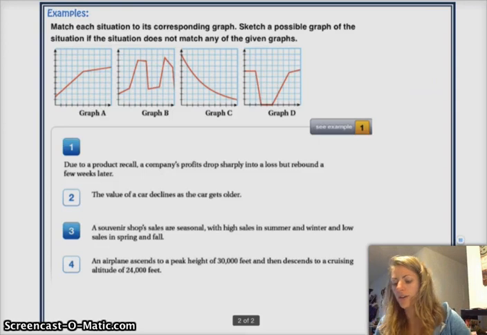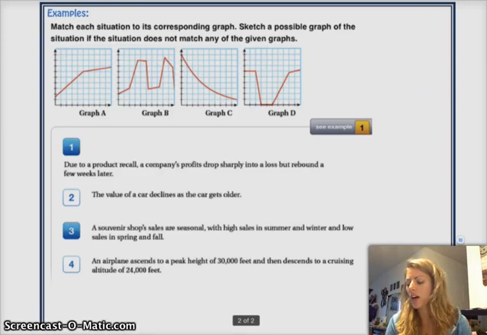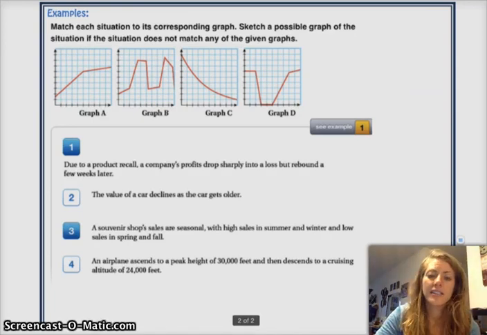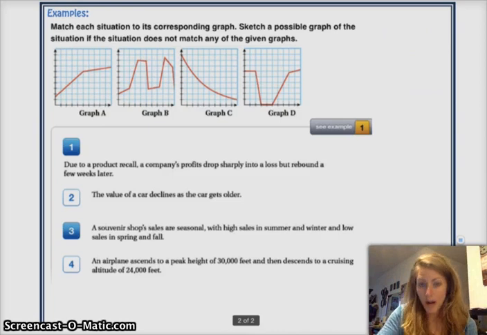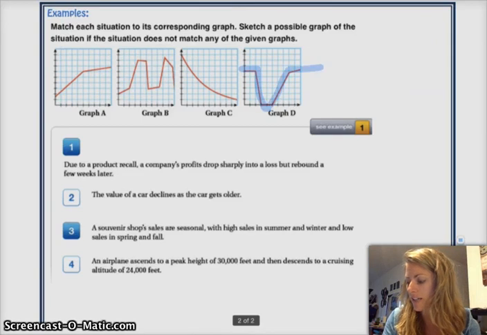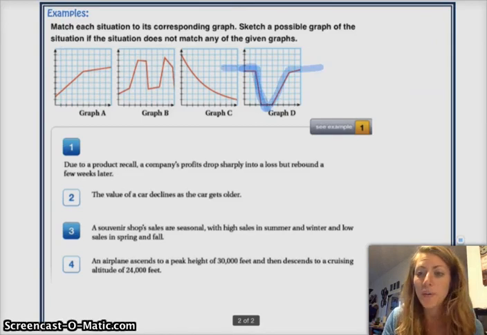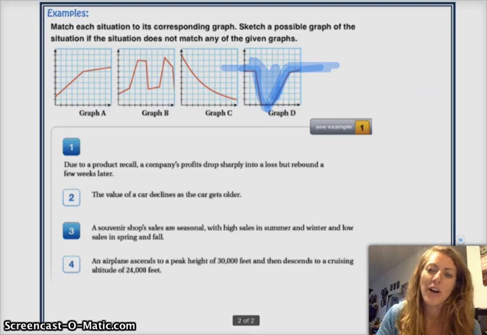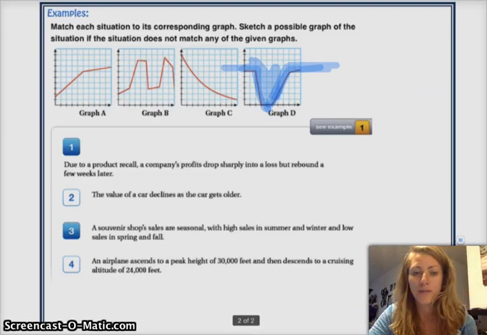Okay, so number 1, due to a recall, a company's profit drops sharply into a loss but rebounds a few weeks later. And you want to look at the graphs and see, is there something that drops sharply and then slowly recovers? I think probably the best one for that would be graph D, because here's our profits, and then, oh my God, a recall, and we lose a lot of money, and then we slowly regain our money back. Okay, so D is probably the best answer for number 1.